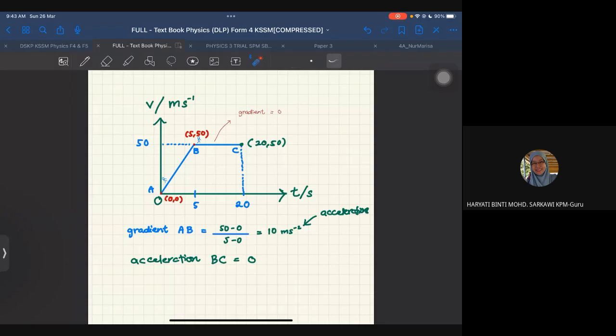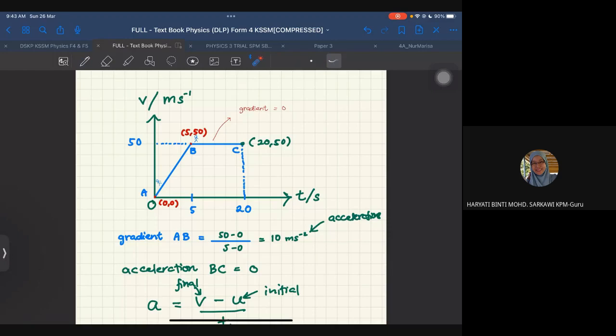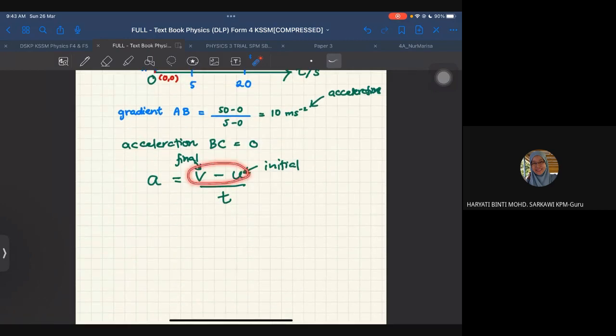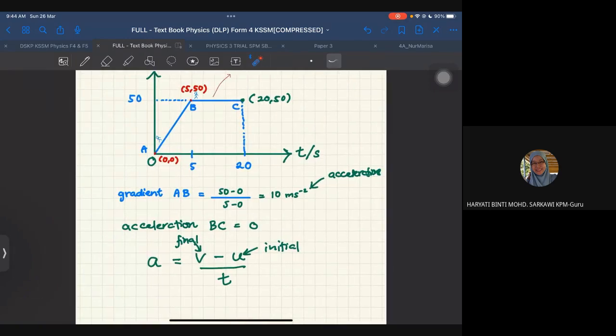Now, if you look at this point, this is considered as initial velocity. This is considered as final velocity. The formula for acceleration is like this: V minus U over T. This is final velocity, this is initial velocity. So final and initial velocity are the same. 50 initial, 50 final. So here becomes 0. 50 minus 50. So acceleration is 0. I hope you can follow. Okay, any questions? No question.